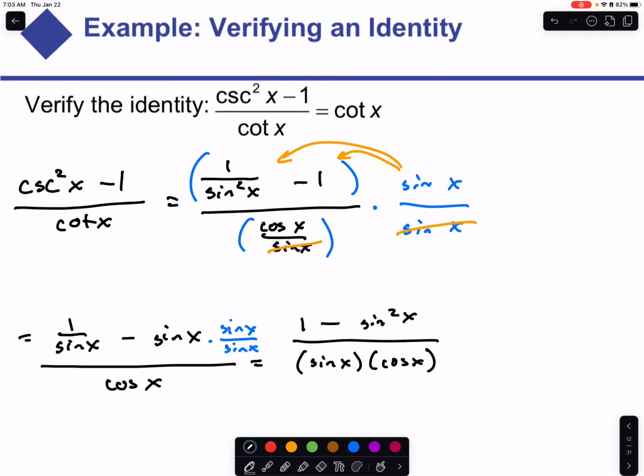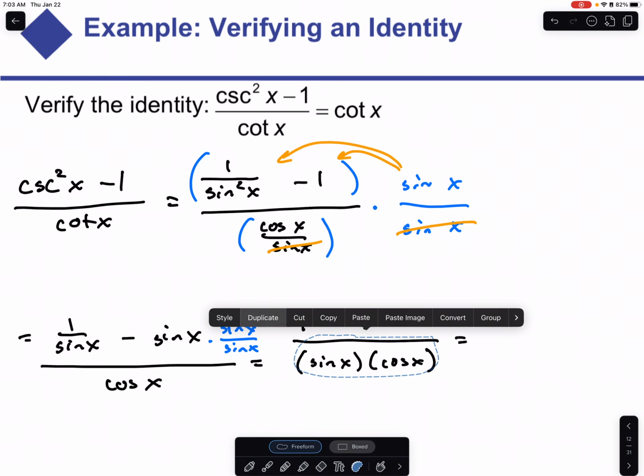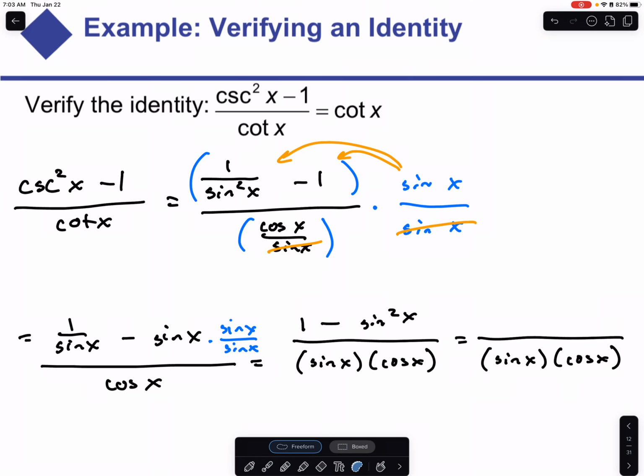So if we say 1 minus sine squared, we're going to be left with cosine squared. Okay, so it looks like on top we have cosine squared, and the bottom stays as is. Okay, so this is cosine squared.